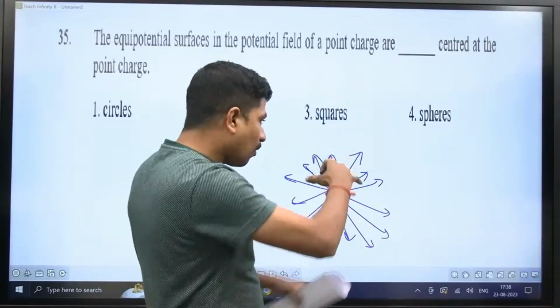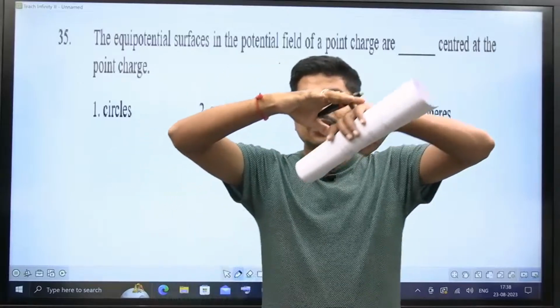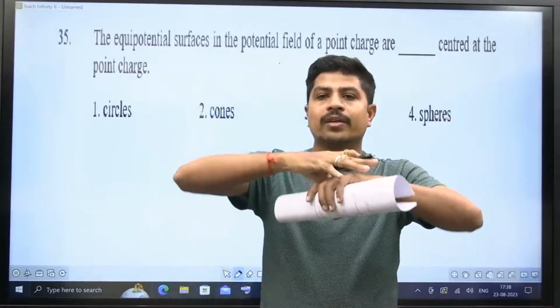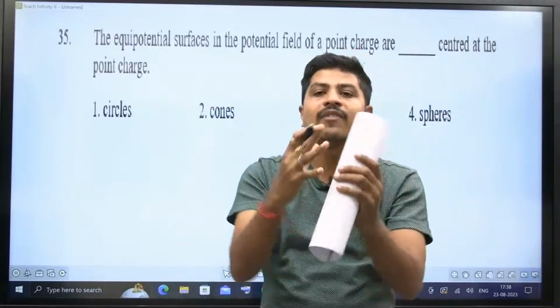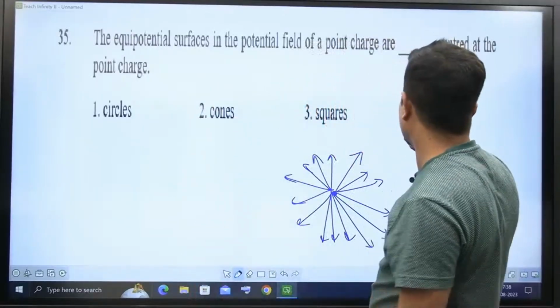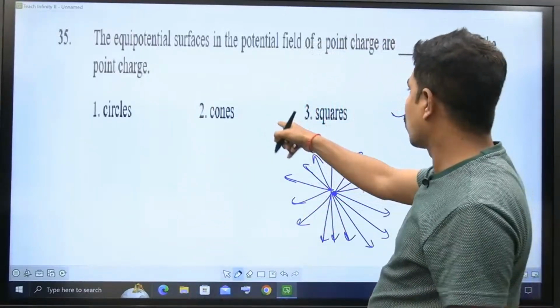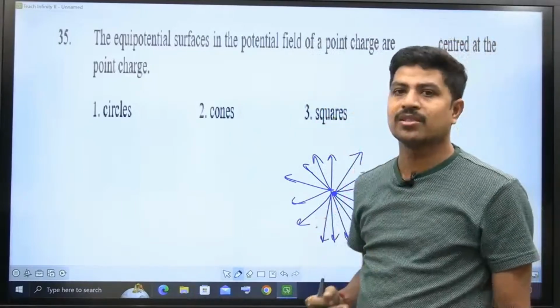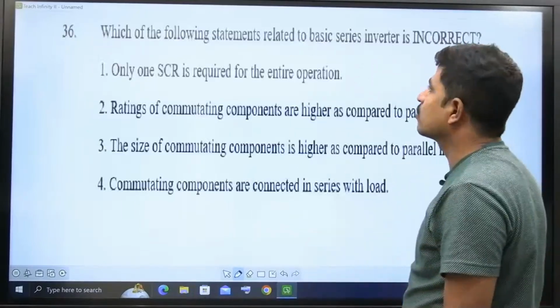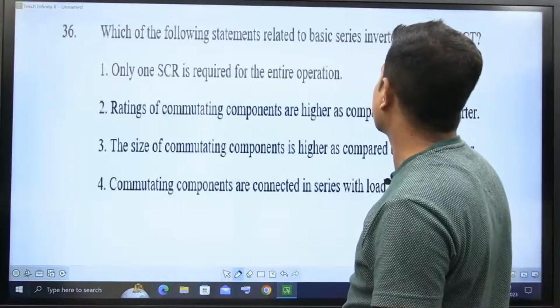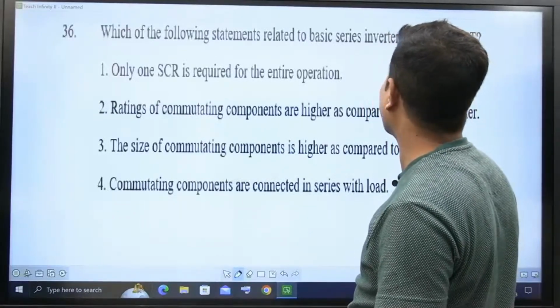So from all sides, if it is equally distributing the electric field lines, then it forms a sphere. The answer is a sphere. It is not circles, it's not cones, it's not squares, it is spheres, please. Okay. Next question, please. Which of the following statements related to the basic series inverter is incorrect?